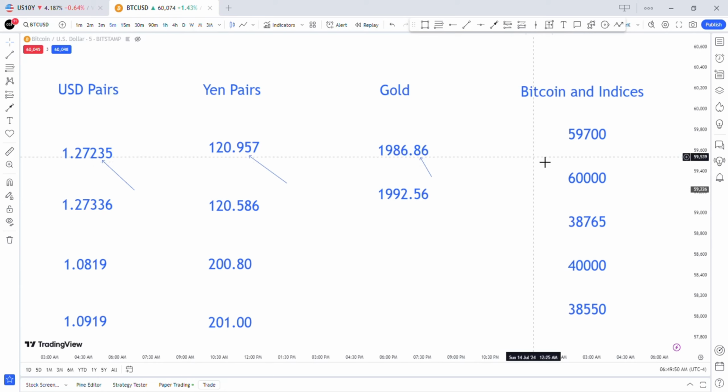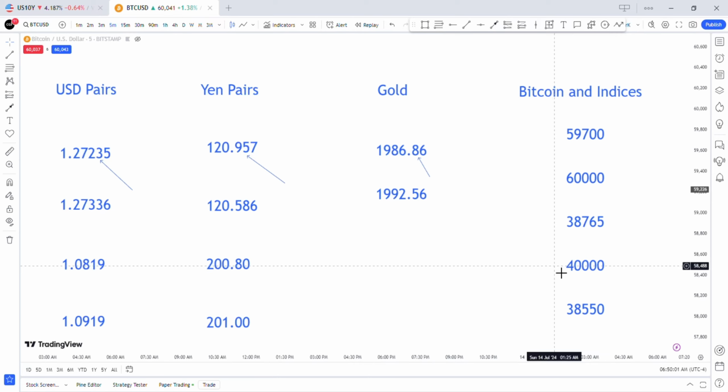Very, very simple, very straightforward. The same thing goes for indices as well, for example Nasdaq, S&P 500, and US 30. Let's say 40,000, you have a trade, and this is your entry and this is your stop loss. Just subtract one from the other, and use that value to divide the amount you want to risk on the trade, and that gives you the lot size to use on that particular trade.